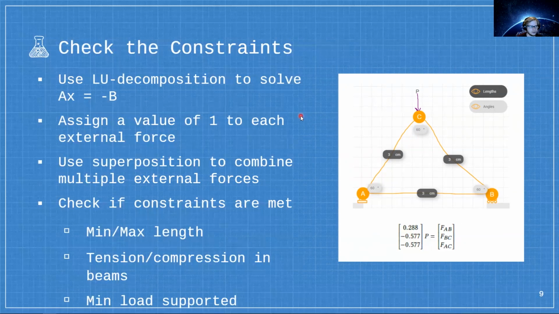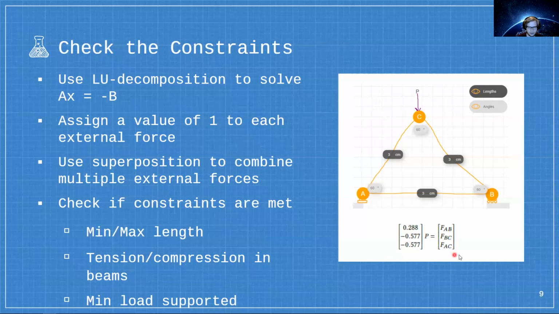Then we check the constraints. We use LU decomposition in order to solve the system of equations from before. We assign a value of 1 for each possible external force. In this case, we only have one value P, but this can be scaled up. If you have P and Q, for example, you would solve the same system of equations twice, once with P equal to 1 and Q equal to 0, and then once with those values reversed. In that case, you use superposition to combine the multiple external forces.